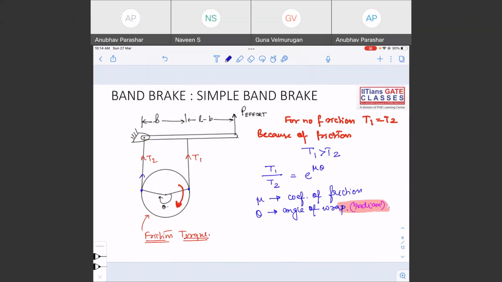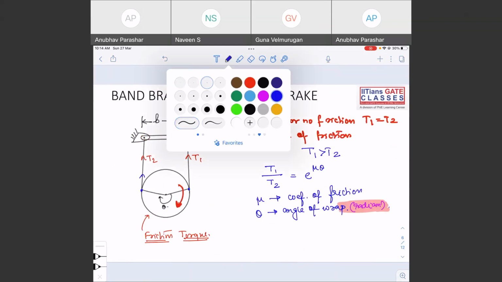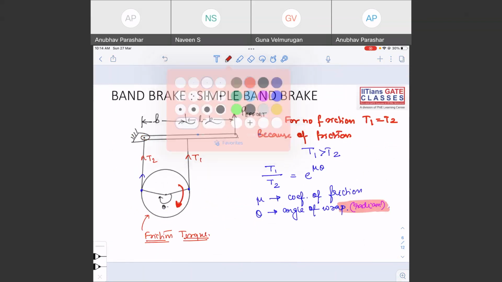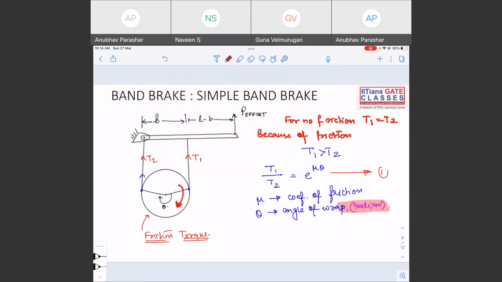What is the second equation that needs to be used? This is equation 1, the first equation that we are going to use. What is the second equation? The second equation is very simple. The total moment about a hinge point should be 0. Here this is the hinge point O, so the moment about point O should be equal to 0.